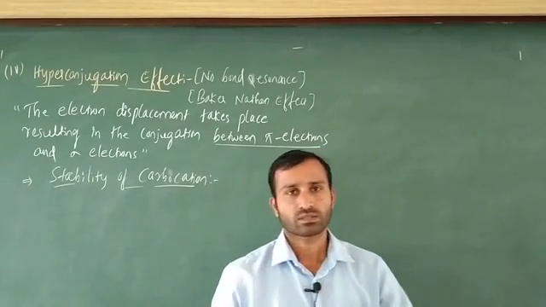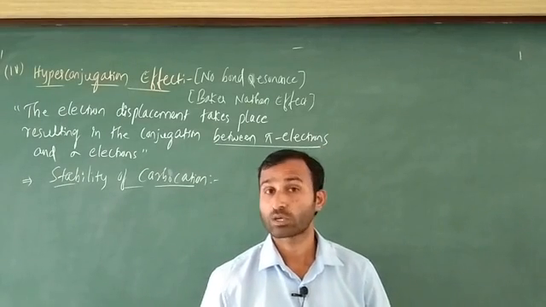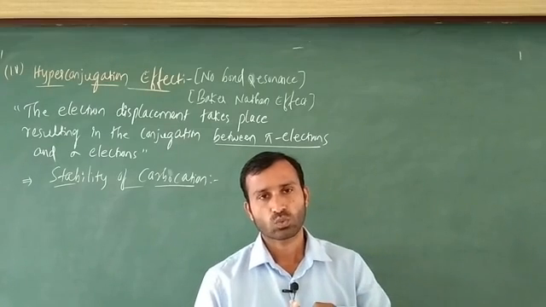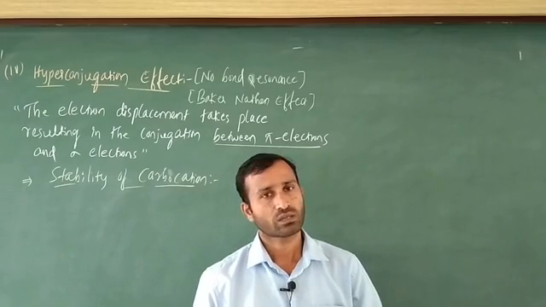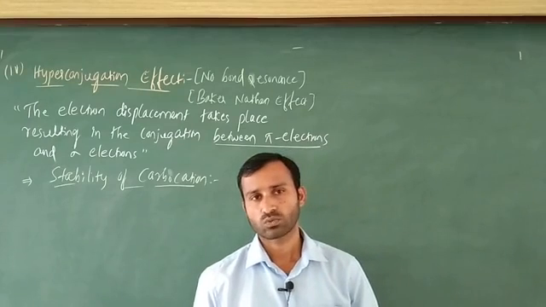As we discussed in last class, the most important one is the resonance effect or mesomeric effect. The second one is the electromeric effect. The resonance effect is also divided into two types: the first one is the plus M effect, and the second one is the minus M effect. The electromeric effect is also divided into two types: one is the plus E effect, and another one is the minus E effect.